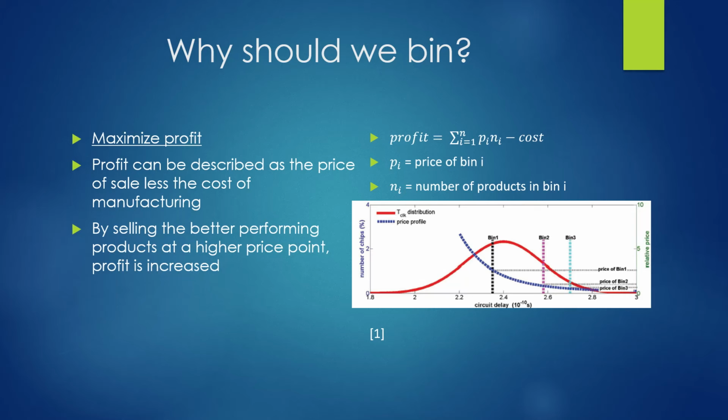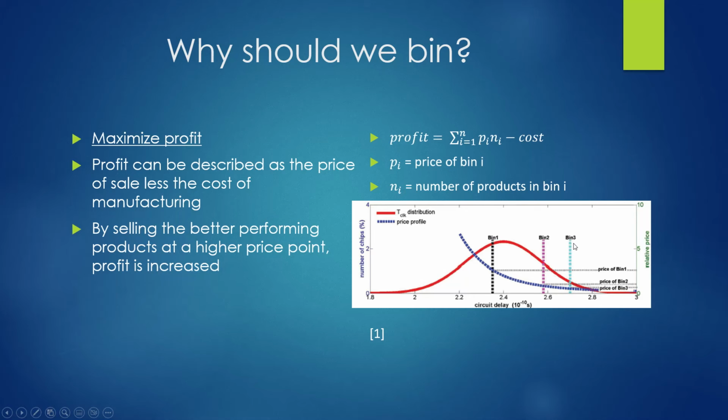An example here comes from one of my references, and this shows a certain circuit in a device that has a latency that can be measured, and this latency is critical to the overall performance of the device. You can see on the red distribution curve here that most often the delay of the circuit is around 2.4, but it can be greater, impacting the performance. These bins are chosen, bin 1, bin 2, bin 3, in an attempt to increase the overall profit of the device. The price profile is the blue curve here, and the better performing devices can be sold at a higher price point.